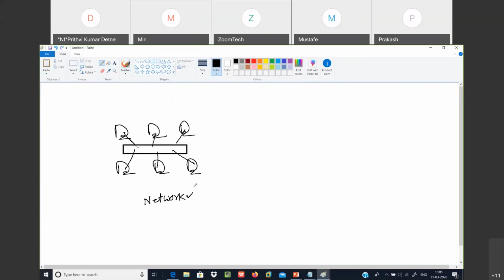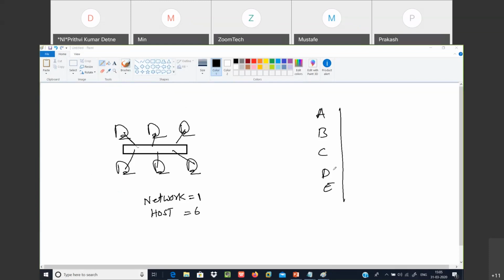In this network, how many devices are available here? Each device in a network we call a host. Network is one, hosts are six. To enable communication and to identify a device, we have to assign an IP address, right? We have Class A IP, Class B, Class C, Class D, Class E. Out of the five classes, which class IP address do you recommend to assign for 6 devices?